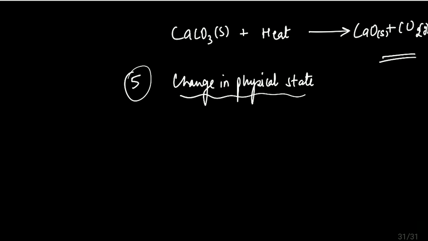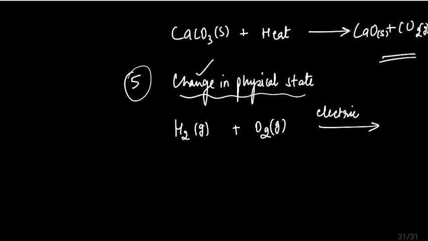So from the term itself, physical state can be different from the reactant and the product side. So we can take this example where hydrogen gas is reacting with oxygen gas in the presence of electric current or electric spark, and this reaction is happening at room temperature. So we are getting water in the liquid form. So we have to balance this.